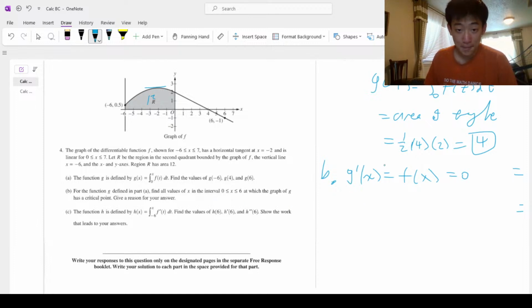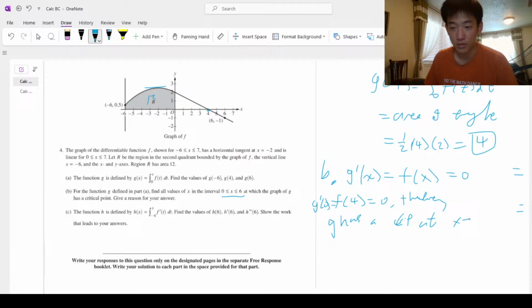Okay, f of x equals 0 in this interval at x equals 4. So f of 4 equals 0, or g prime of 4, rather, equals f of 4 equals 0. Therefore, g has a critical point at x equals 4. And there are no other places where f is equal to 0.